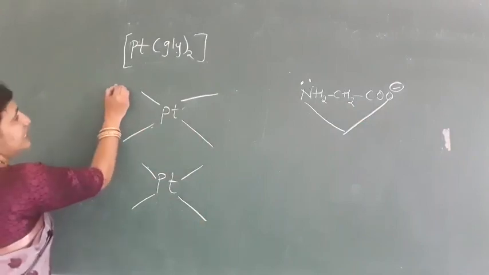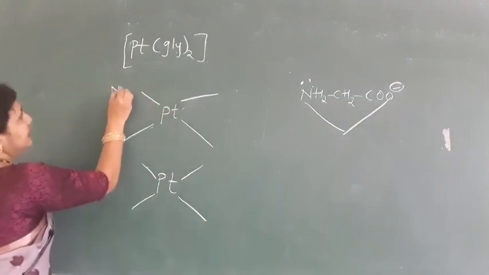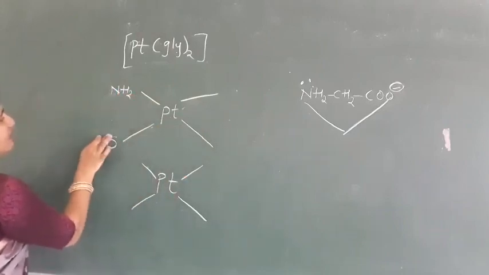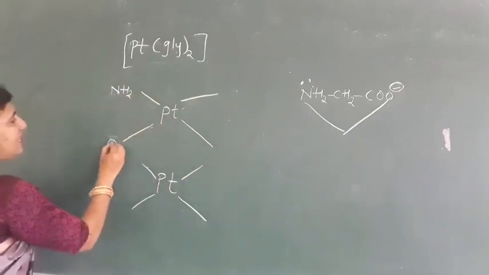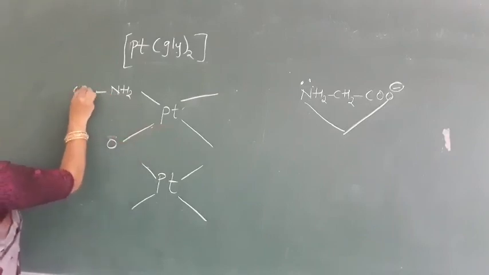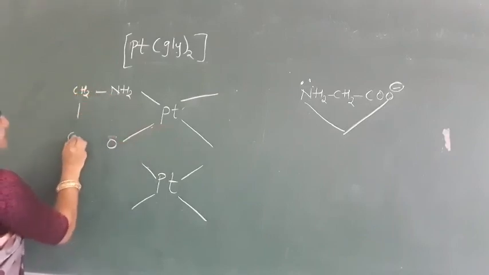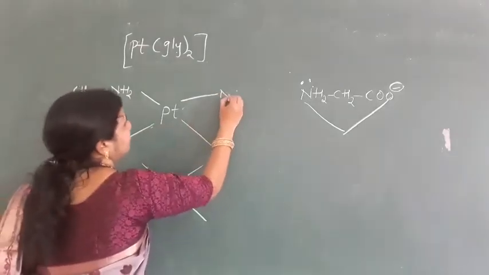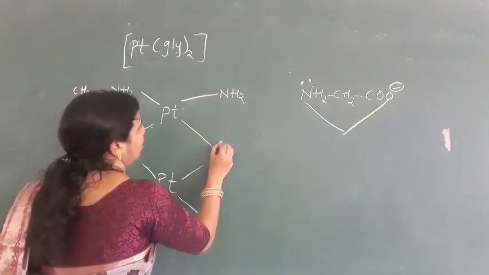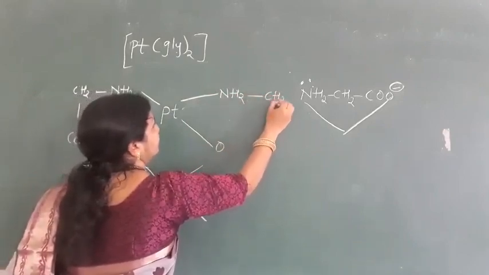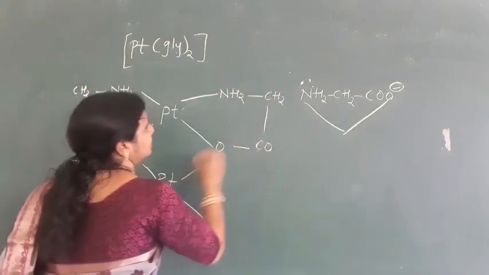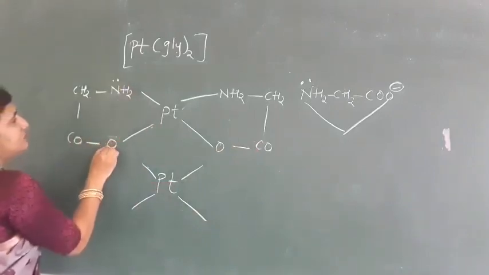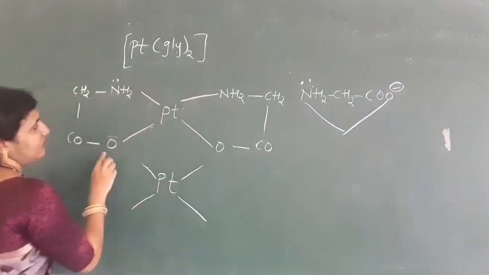How will we write it? This is NH2, and next O minus here. CH2 remains, and here COO. Like this we should write it. Similarly, write the same type here: NH2 here, O here, and here CH2 and CO. Here the donor atoms are oxygen and nitrogen: nitrogen, nitrogen, oxygen, oxygen.